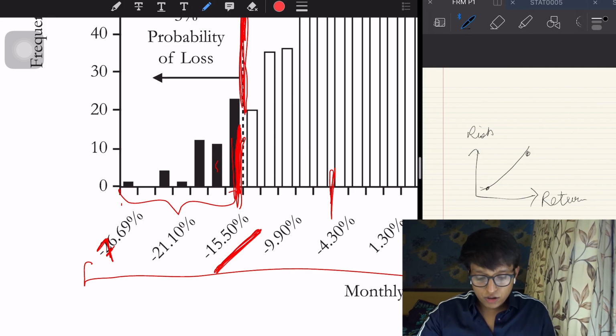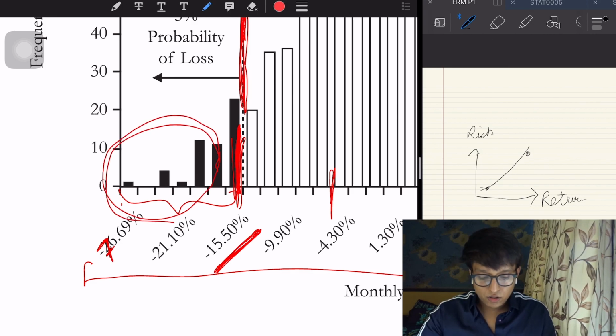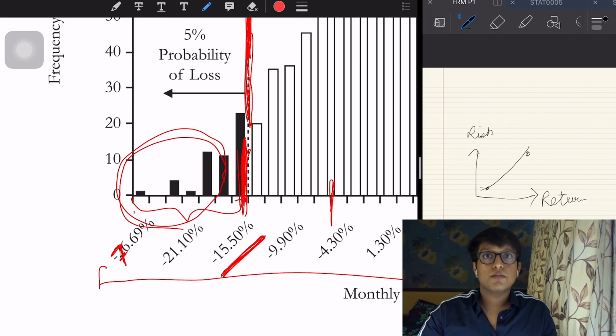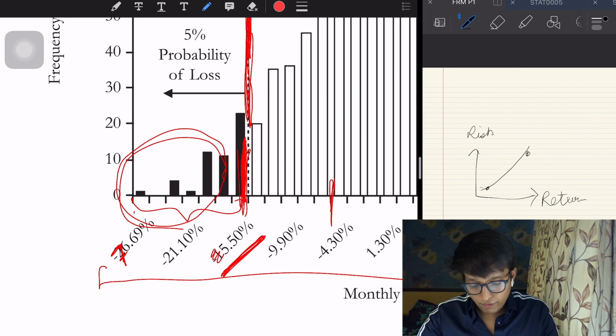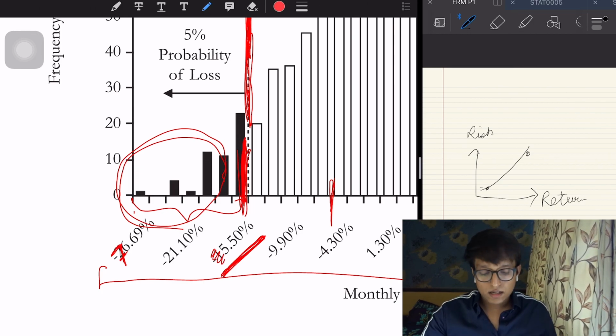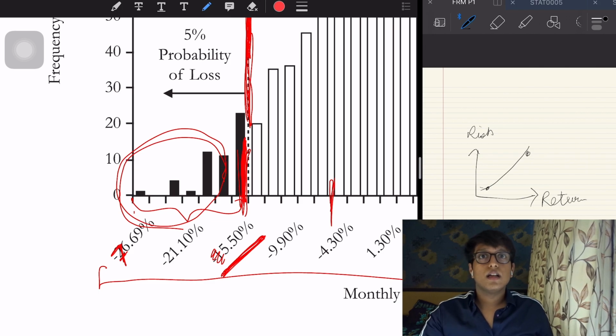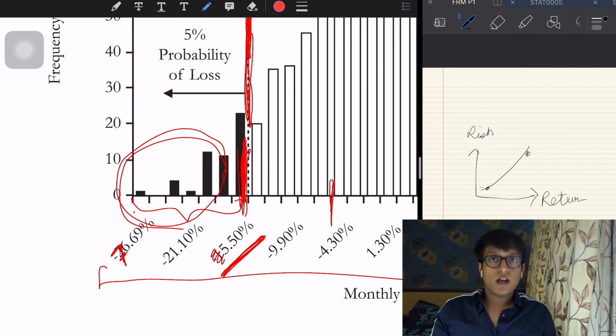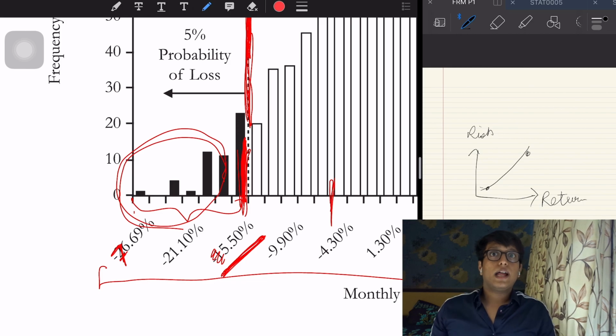So you're entirely ignoring this part. You're just taking this point. What if this was a small figure, let's say only 5%, and this was 70% or 20, 30%. And in that one case, that huge loss figure is realized. In that case, what do you do? So VR completely ignores that part, and that is a huge drawback.